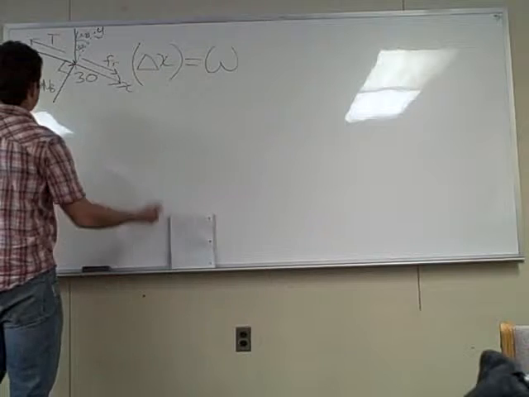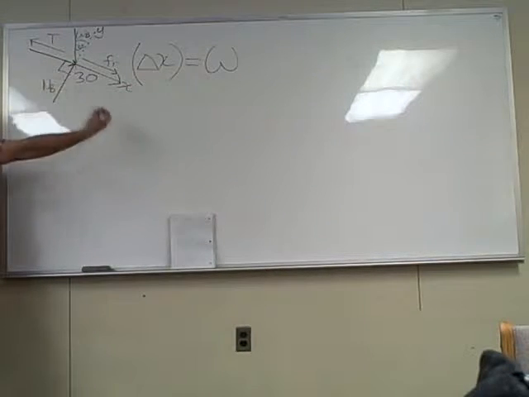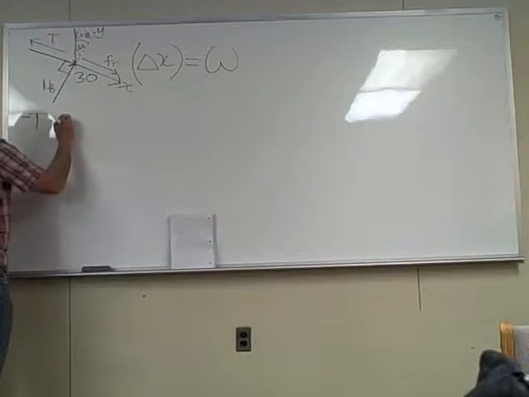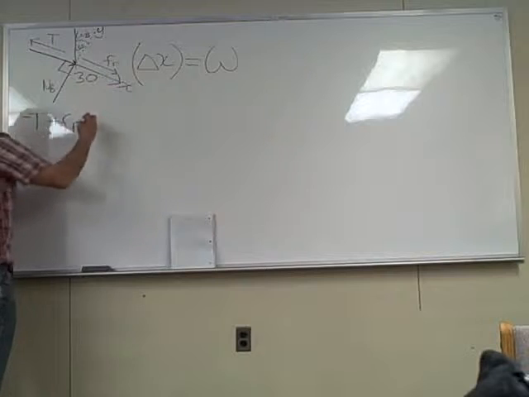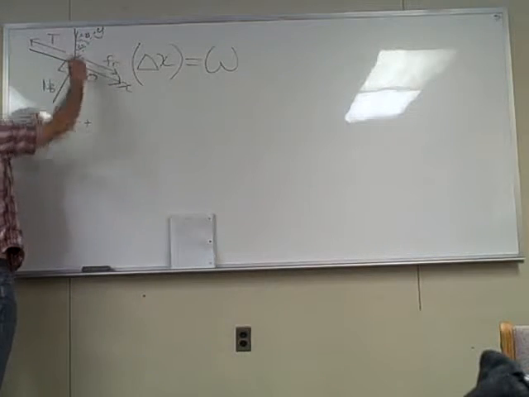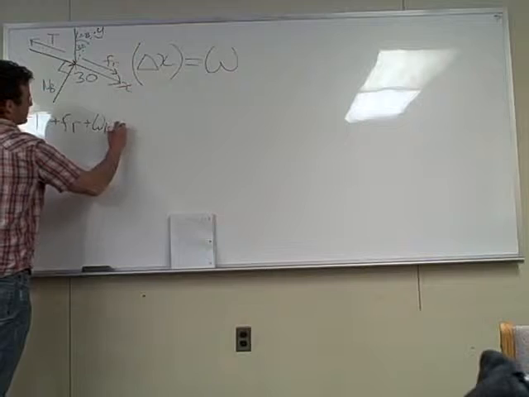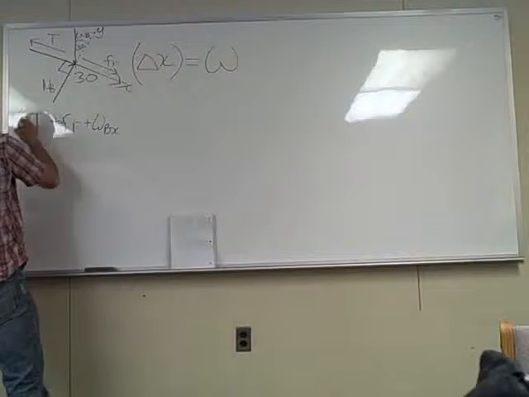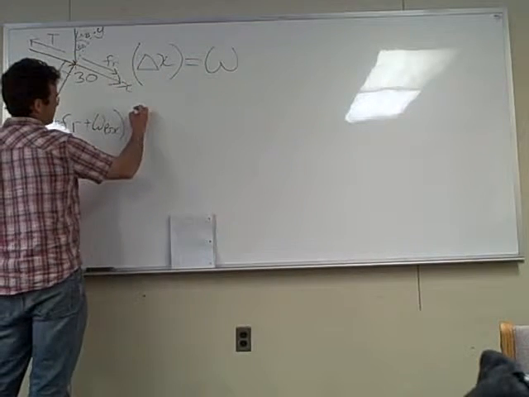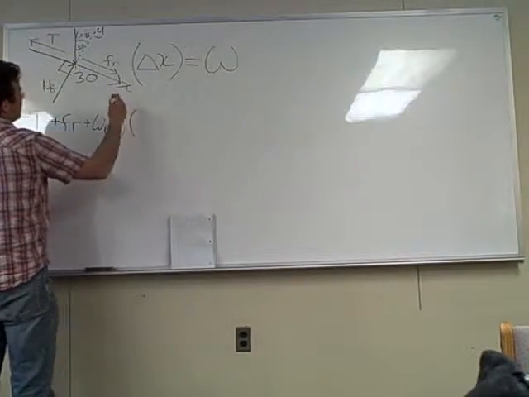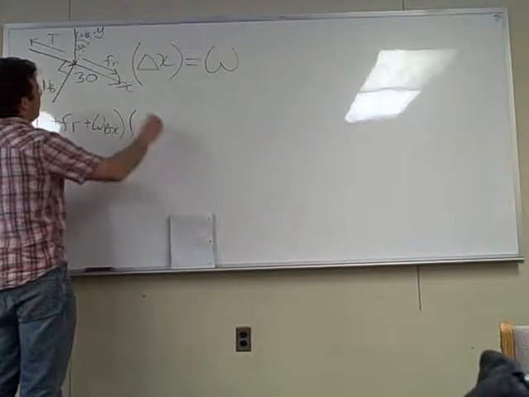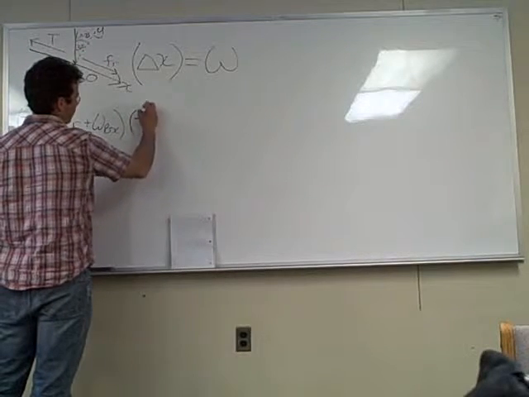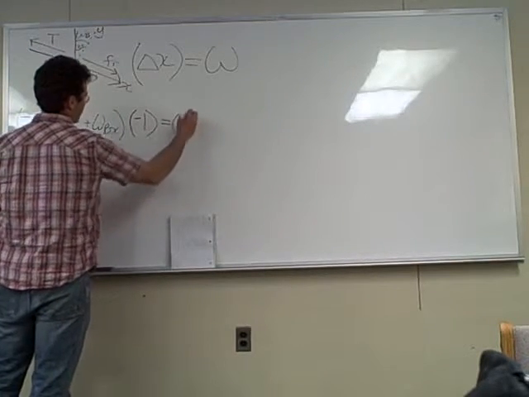So sum of the forces in the x direction, I'm going to have tension going in the negative x, and I'm going to have friction, positive x, and I'm going to have the weight in the x direction, WBX. And so that's my force right here. And then my change in position is given in the problem. It's going to move 1 foot, and the direction that I'm choosing is negative x. So it's going to move negative 1 foot, and that's going to equal my work.